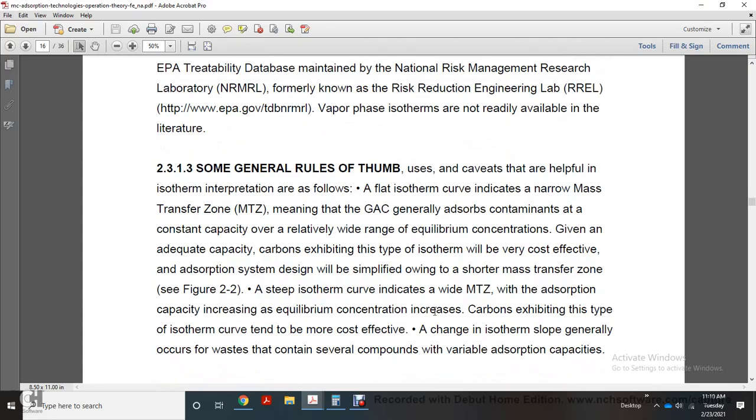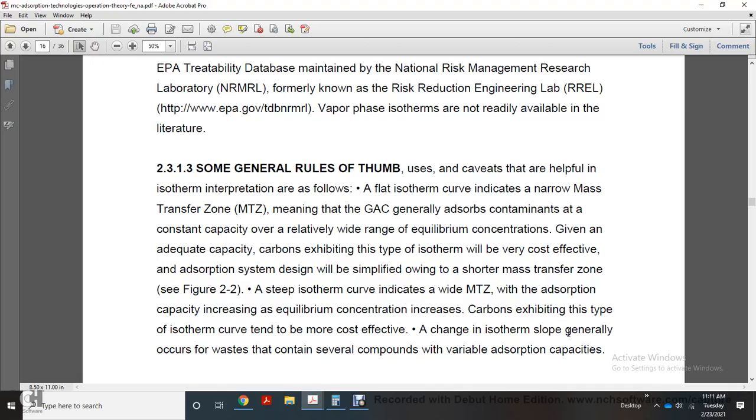Some general rules of thumb and caveats are helpful in isotherm interpretation, as follows. A flat isotherm curve indicates a narrow mass transfer zone, meaning that the granular activated carbon generally adsorbs the contaminants at a constant capacity relative to a wide range of equilibrium concentrations. Given adequate capacity, carbons exhibiting this type of isotherm will be very cost effective, with adsorption system design simplified owing to the short mass transfer zone. A steep isotherm curve indicates a long mass transfer zone, with adsorption capacity increasing as equilibrium concentration increases. Carbon exhibiting this type of isotherm curve tends to be most affected.